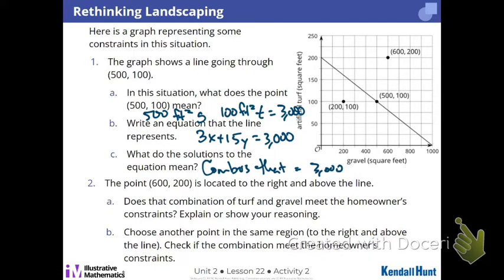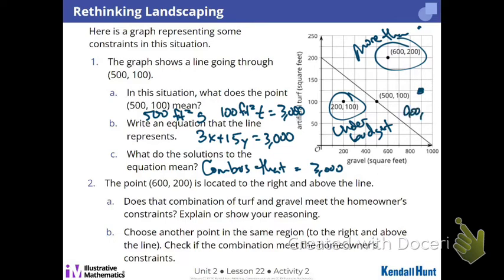So 600, 200. What'd you guys find out about that one? It's not on the line. Compared to 3,000, does 600, 200 give you more or less than $3,000? More. Okay. So more money. What about the 200, 100? Less. Yeah. Under budget, right? Okay. And let's choose another point from up here. What do you think is going to be true about this point? 900, 125. Over budget. Yeah, it's going to be over budget.